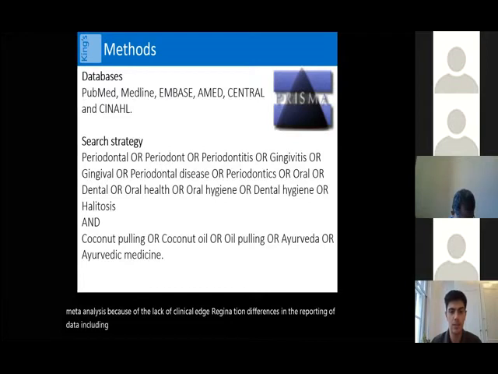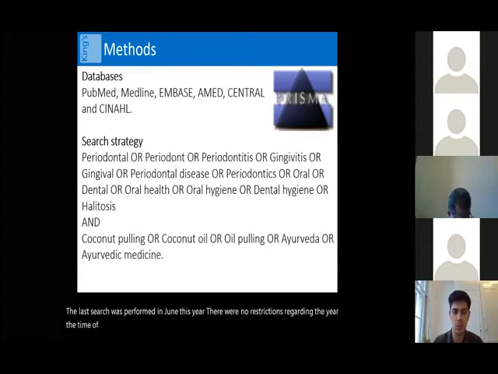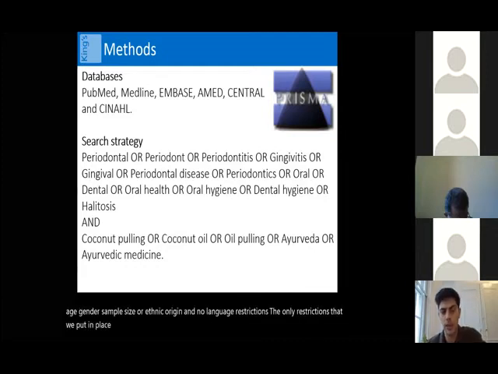In terms of the studies, the last search was performed in June this year. There were no restrictions regarding the year or time of publication, to really maximize the pool of studies. There were also no restrictions on age, gender, sample size, or ethnic origin, and no language restrictions. The only restrictions we put in place were on animal studies, in vitro studies, or studies without an RCT design.